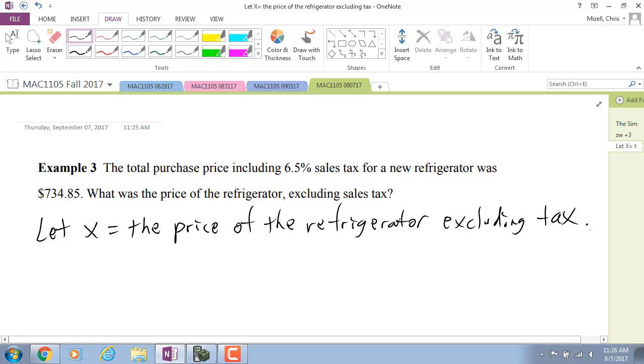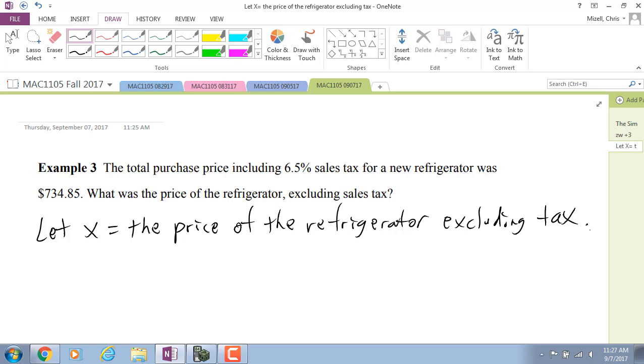And let's just think through how we would calculate the sales tax if we knew the price of the refrigerator. If we knew the refrigerator was, oh goodness, $700. How would you calculate the sales tax if the rate was 6.5%? That's it. $700 times 0.065. That would be the sales tax. And then to come up with the total amount that the customer has to pay, you would take the $700 and then add the tax.